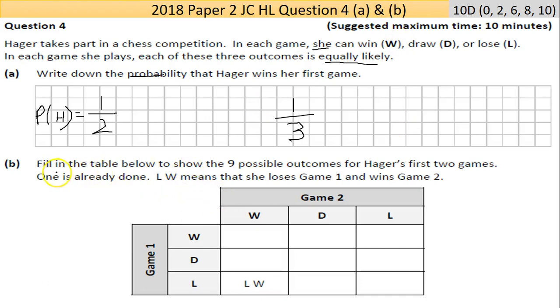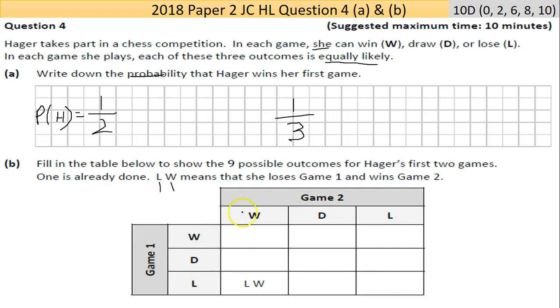So you're asked to fill in the table below to show the 9 possible outcomes from Hagar's first 2 games. 1 is already done, and LW stands for she loses game 1, so loss, then wins game 2, loss, win. Now, this is ridiculously easy. This, in essence, is a sample space, and it's representing everything that could happen from playing game 1 and game 2.